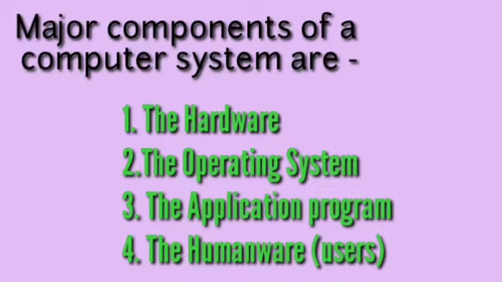If the application programs are not there, then who is going to perform our instruction? If the operating system will not be there, then who will act as the mediator to create a link between the user and the hardware? So all these components are required for performing any kind of instruction in the computer. To make our computer function, to make our computer work properly, we need all these components.